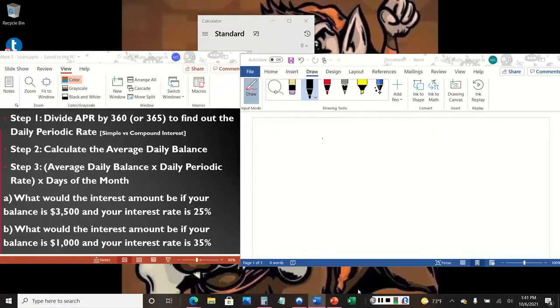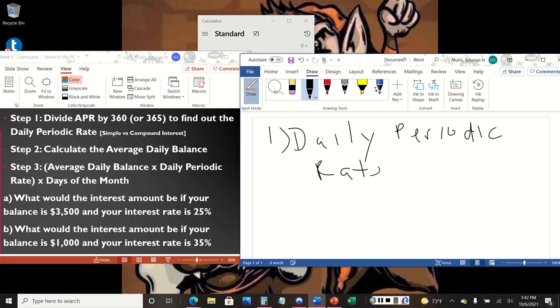All right, so for our first question, what would the interest amount be if your balance is $3,500 and your interest rate is 25%? So step one, the first thing we need to do is find out what the daily periodic rate is. So the daily periodic rate is equal to whatever the interest rate is, so 25%, divided by, we're going to use 360.